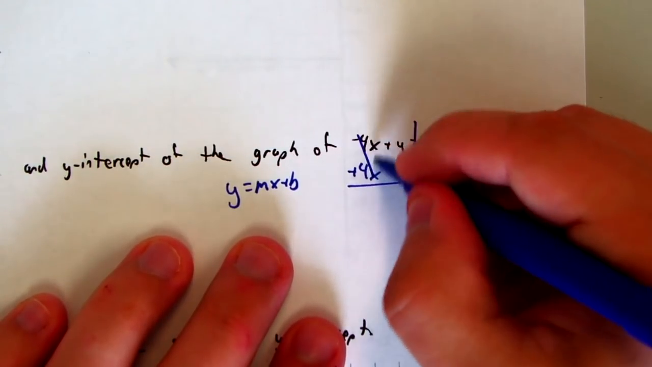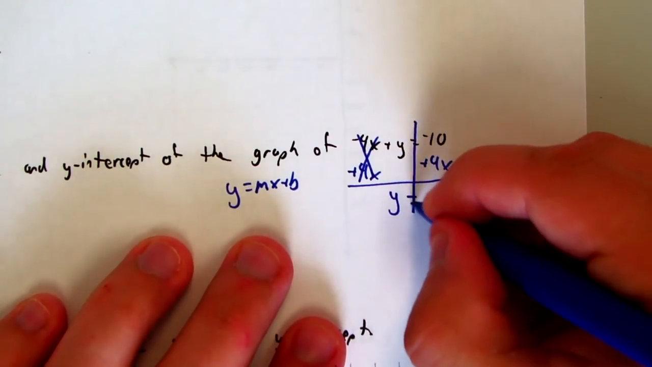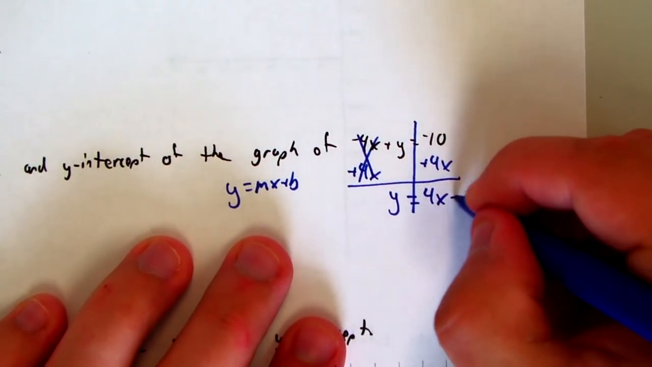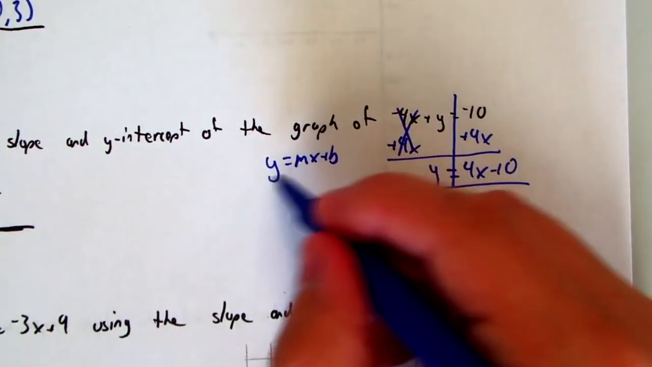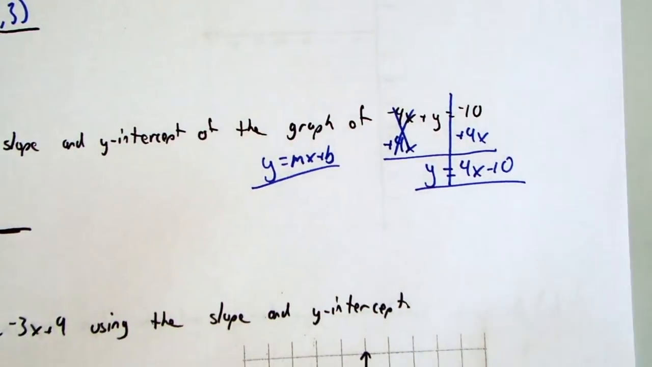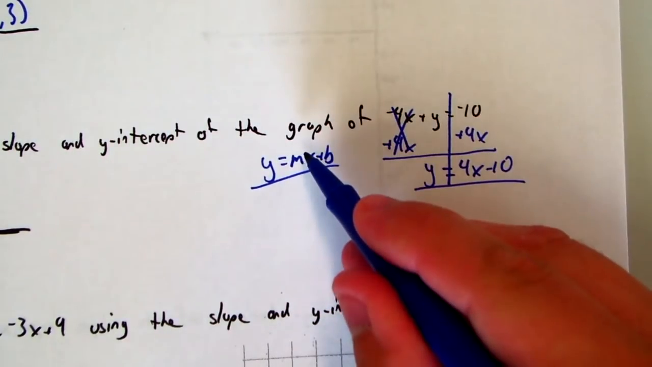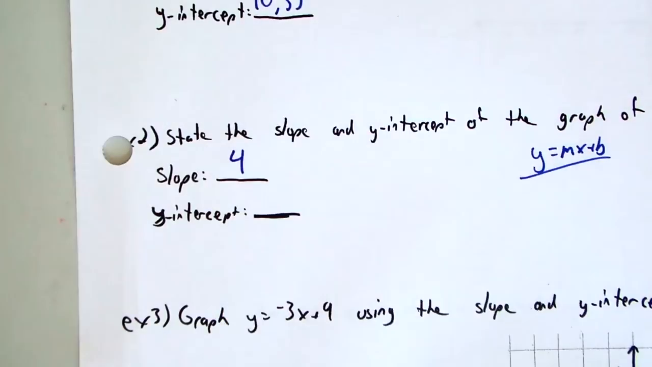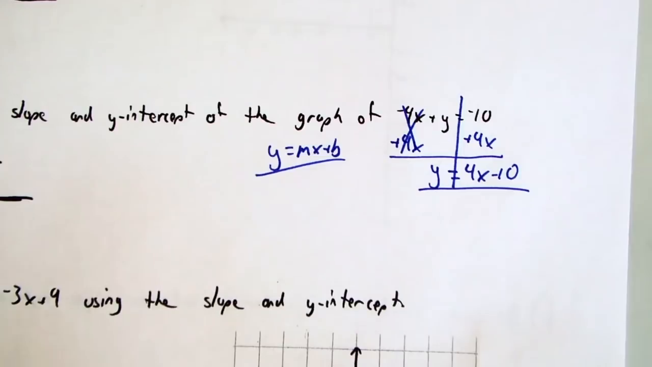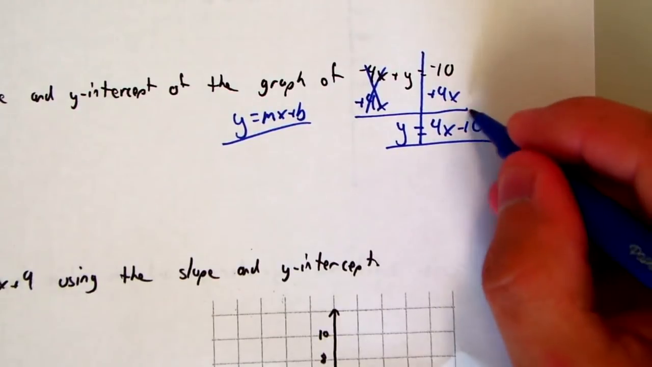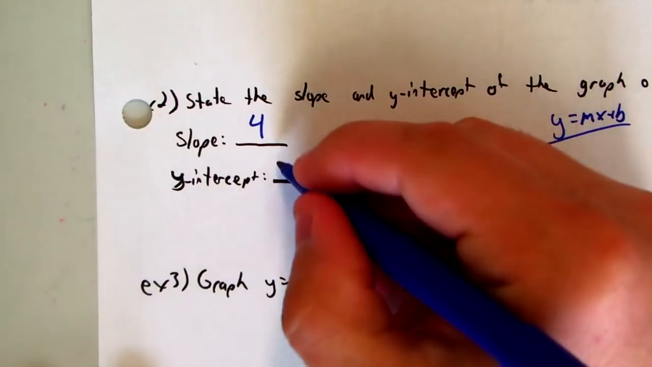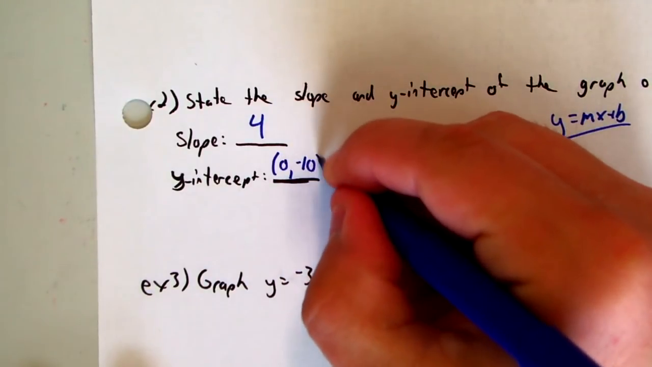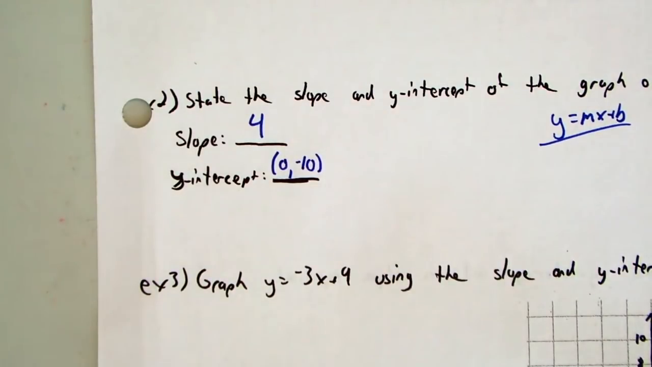to both sides. That creates a zero pair. I have y equals 4x minus 10. Now this looks like slope-intercept form. The slope, where m is, there's a 4, so the slope is 4. The y-intercept, where b is, is minus 10, which means that my y-intercept would be (0, negative 10).